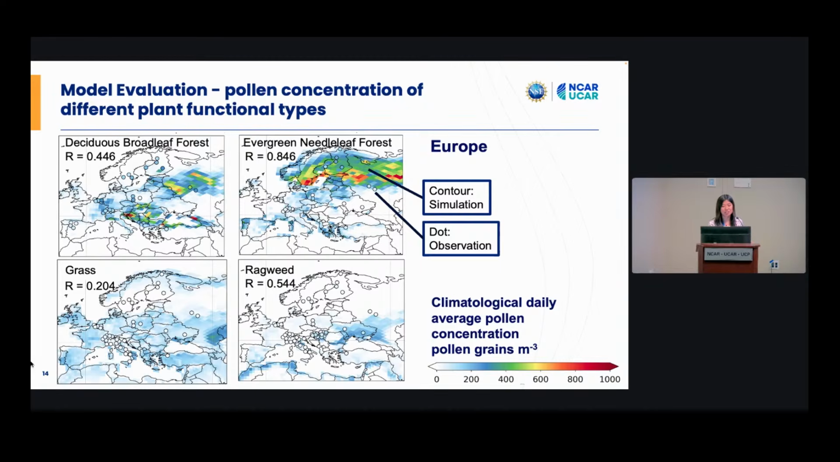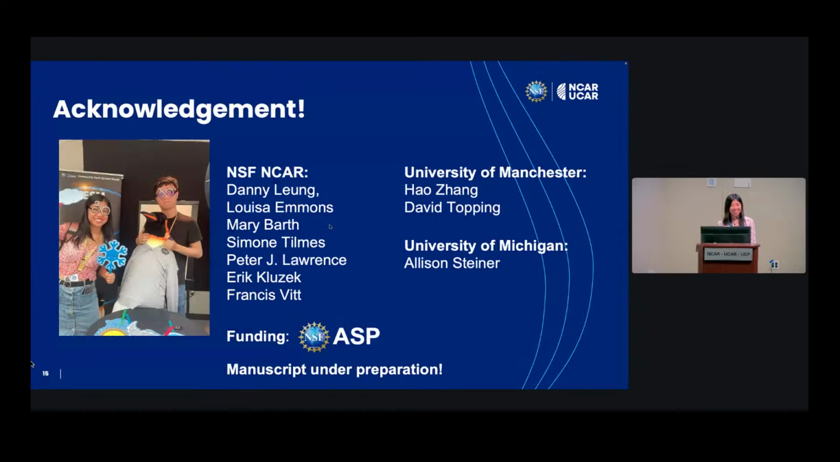And here the contour is the simulation and the dot is the observation. I'm showing the correlation for different types of species. Generally, we see very low correlation for grass, so that's going to be our next main target for model tuning. We are also currently working on the Southern Hemisphere, but generally we think we are very close to getting it done within 1 or 2 months.